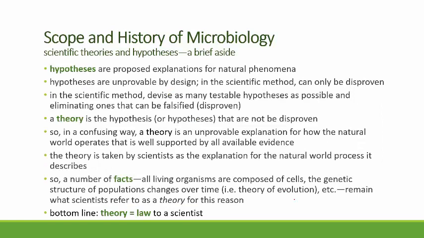So we'll take a brief aside here to talk a little bit about scientific theories and hypotheses. We have a tendency to say, well, I got a theory about whatever thing you noticed. And when we use theory in that way, we're using theory in the same way that scientists talk about hypotheses. Hypotheses are proposed explanations for natural phenomena that are observed in the world. And because of how the scientific method works, hypotheses are not provable. In the scientific method, you can only disprove a hypothesis.